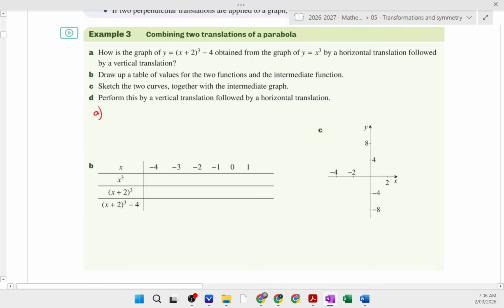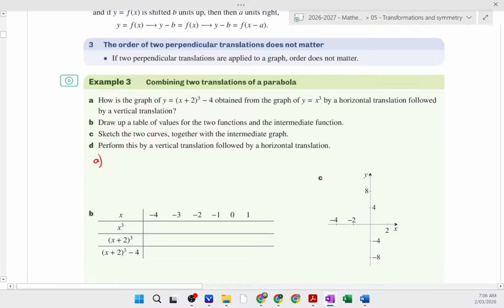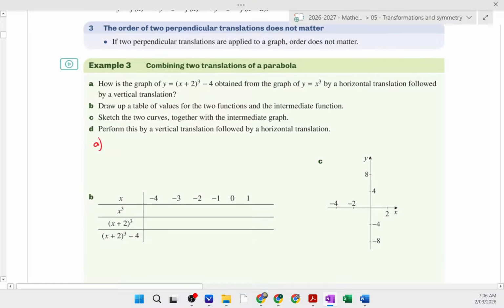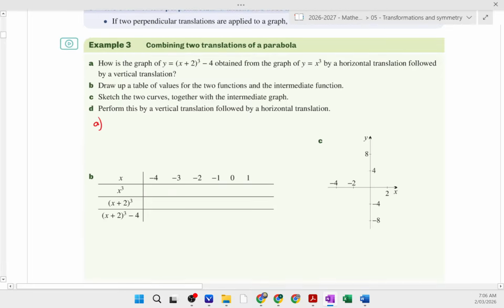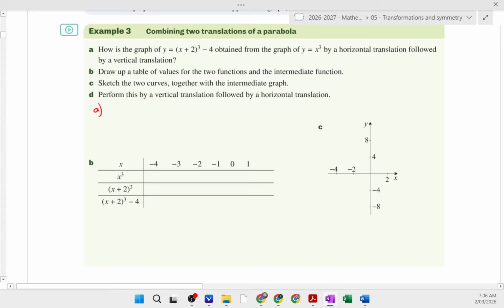Question A. How are these translations done? Well, if you think about the order of operations, we're going to be doing the one in the bracket first. However, we've already talked about the fact that if we have two perpendicular translations, horizontal and vertical, applied to the graph, the order does not matter. So it doesn't really matter which one we do, but let's have a look.